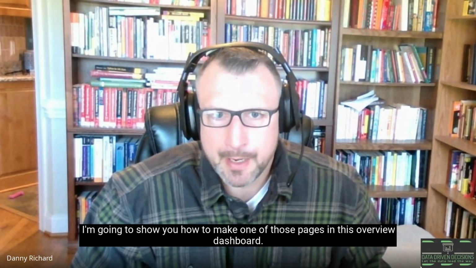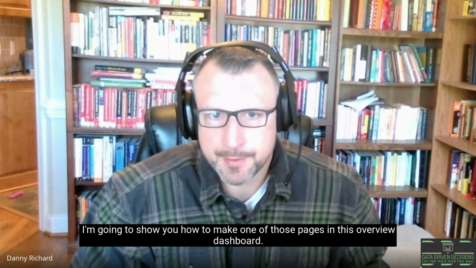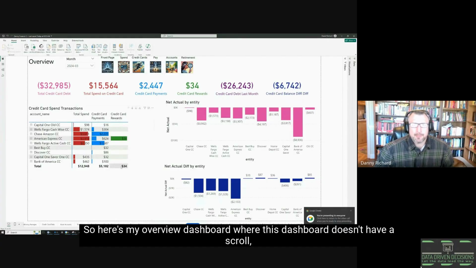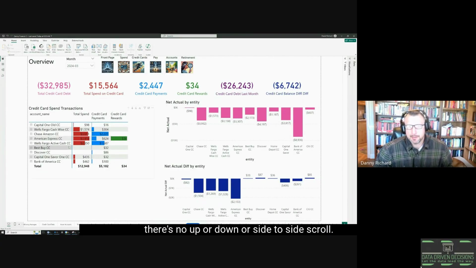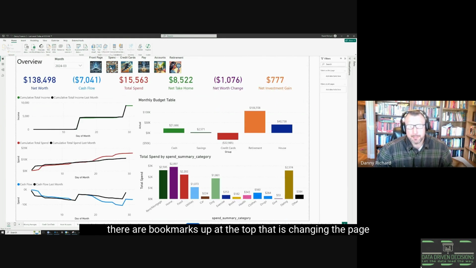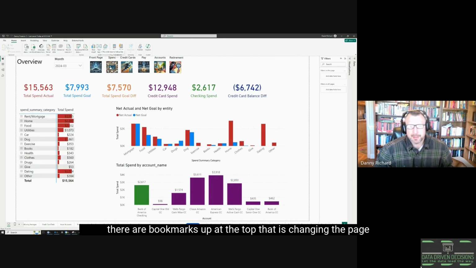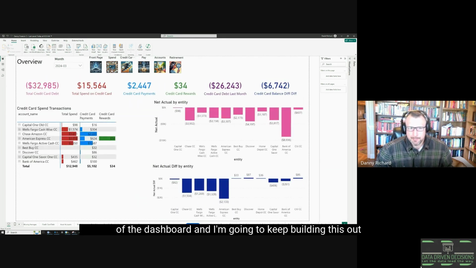Hello, welcome back. I'm going to show you how to make one of those pages in this overview dashboard. So here's my overview dashboard, where this dashboard doesn't have a scroll. There's no up or down or side to side scroll. I went with the default page width. However, there are bookmarks up at the top that are changing the page of the dashboard. And I'm going to keep building this out. Right now I have six pages to this dashboard.